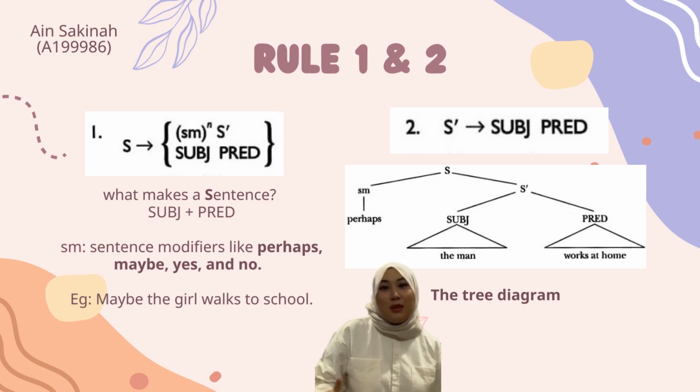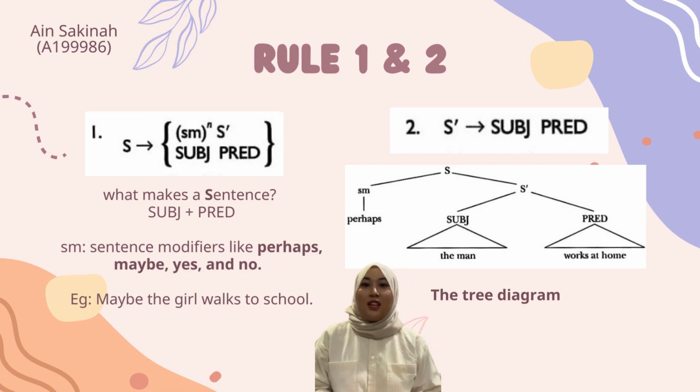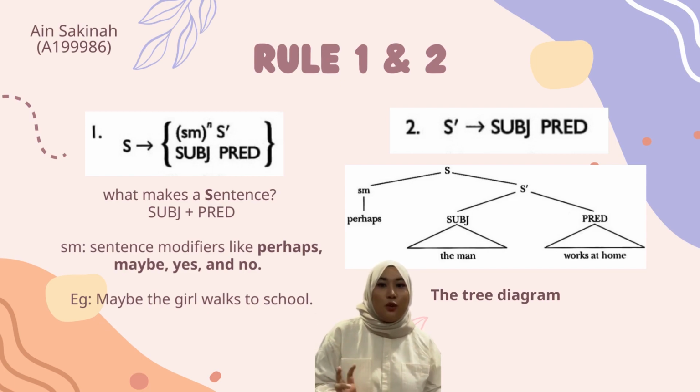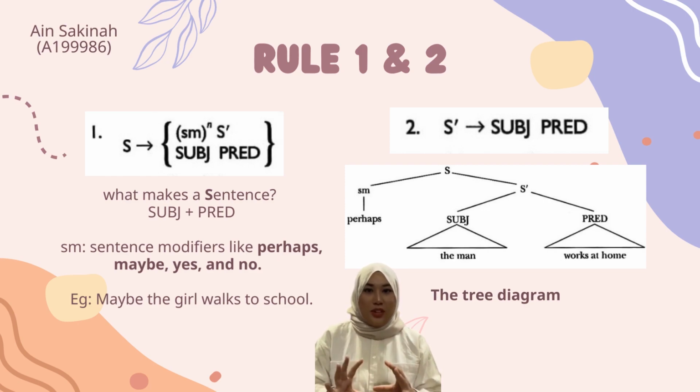But one thing to remember, there are instances where before the sentence, the S, there is a sentence modifier, the SM. SM is words like perhaps, maybe, yes, no. So an example I can give you is perhaps the man works at home. So now that we have the S, let's build a tree diagram of it.